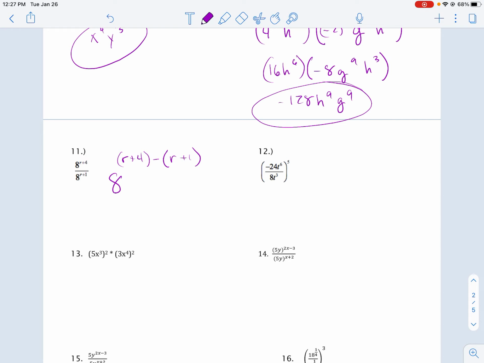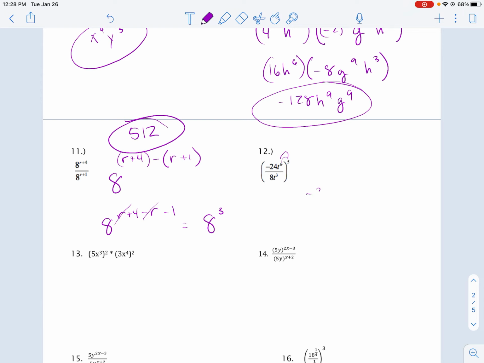Have the same base. Check. Take the exponents, subtract them. So we end up getting 8r plus 4 minus r minus 1. So we end up getting 8. The r's cancel. 8 to the 3rd. All right, I don't know what 8 to the 3rd is. 512. Okay, that's our answer there. Make sure I did that right. Yep. Okay, let's go to the next one.